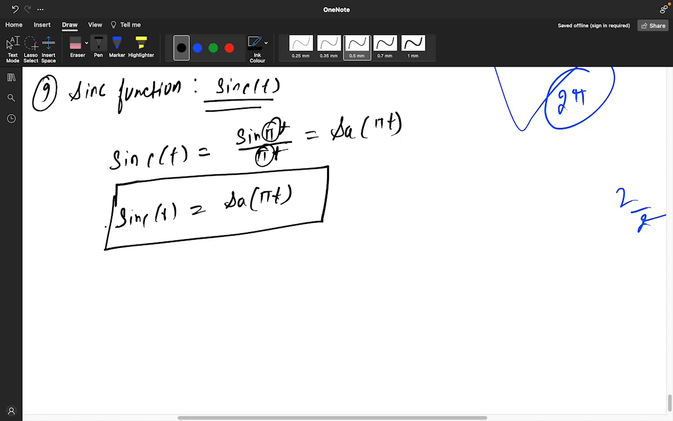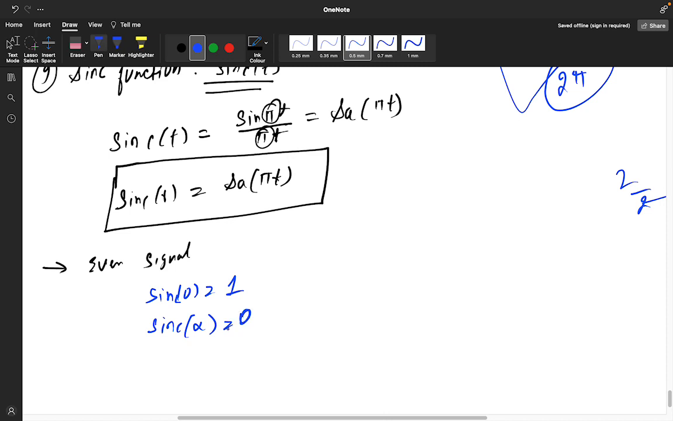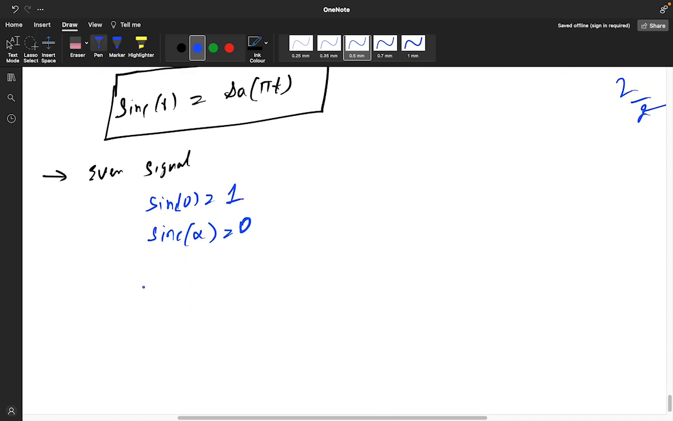And if you write about this signal, this is an even signal. The value of sinc 0, using L'Hospital's rule, you will get 1 only. Sinc of infinity is 0 only.